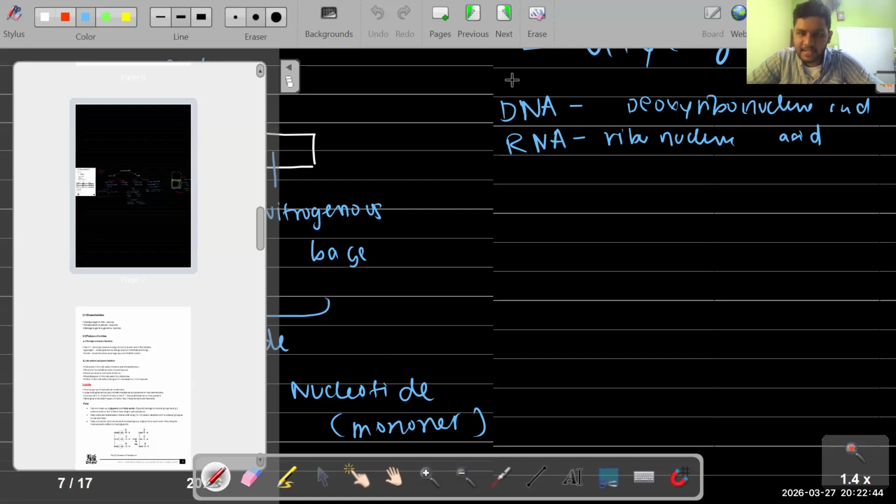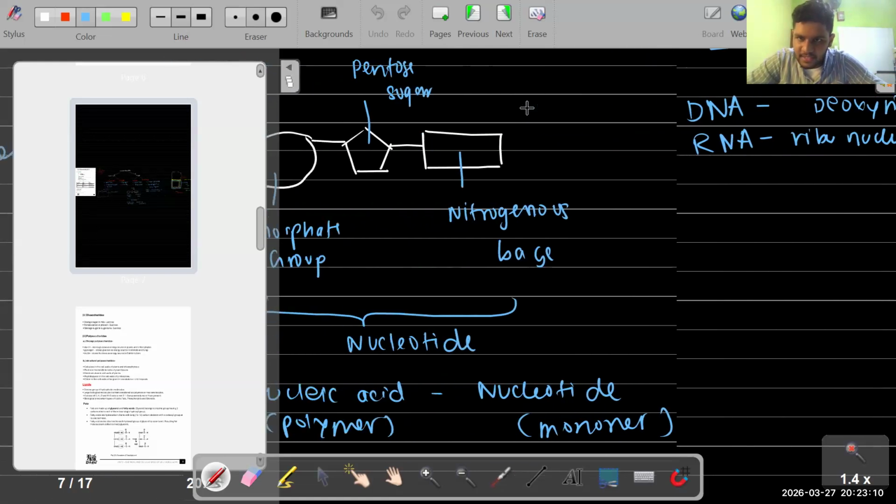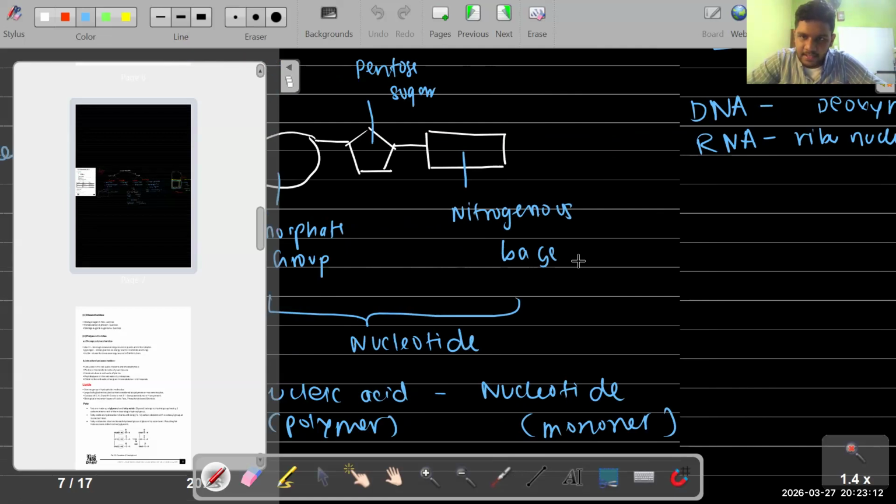Just simply understand DNA, RNA are nucleic acids. If you can't remember them as nucleic acids, just think they are biopolymers. They are polymers. Just think of them as polymers. If you see DNA, this full term is deoxyribonucleic acid. If you see RNA, it is ribonucleic acid, right? Now this is the nucleic acid, right? Its monomer is a nucleotide.